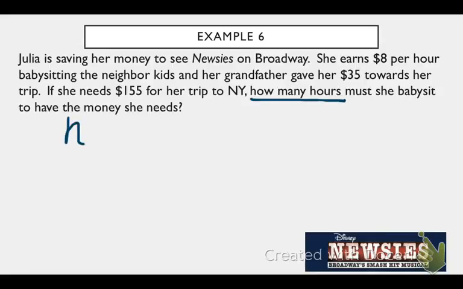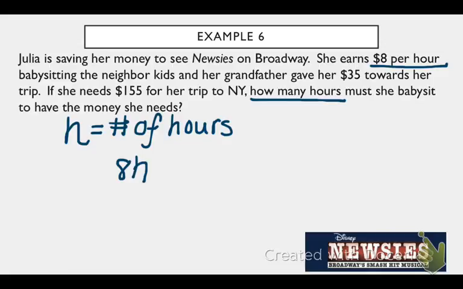So the first thing I do is I create a variable and I call it h. I'm going to say that's my number of hours. If she earns $8 per hour, the best way to show that would be 8h. 8 times h to get how much money she would get. If she worked 5 hours, it would be 8 times 5. So I represent that as 8h. Plus her grandfather gave her some, so that's going to increase her amount by 35. And she needs that to equal $155.